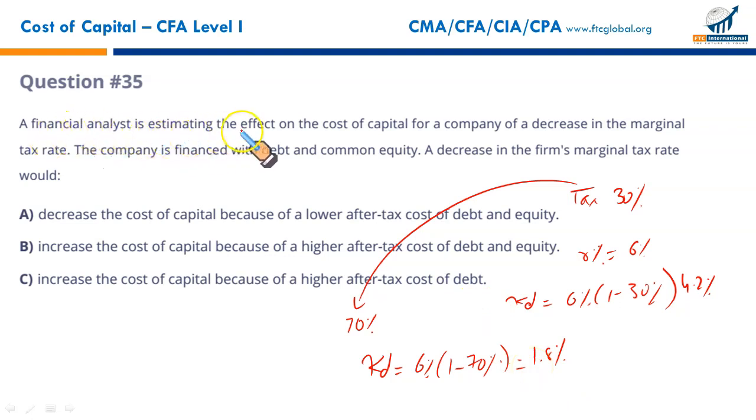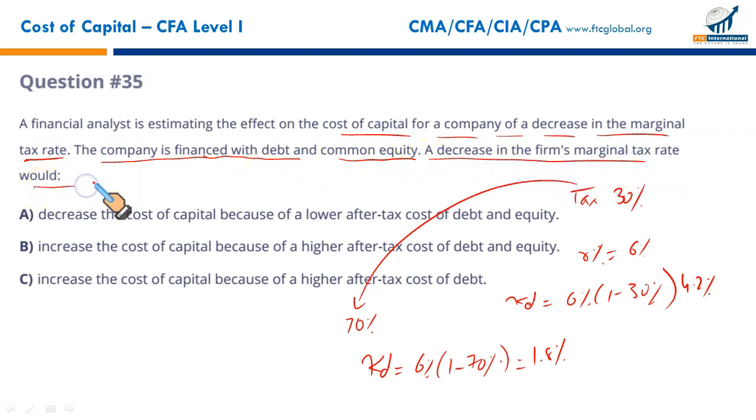A financial analyst is estimating the effect on the cost of capital for a company of a decrease in the marginal tax rate. The company is financed with debt and common equity. A decrease in the firm's marginal tax rate would do what? Decrease the cost of capital? No. There is a decrease in tax rate, so it will increase the cost of capital. Increase the cost of capital because of higher after-tax cost of debt.